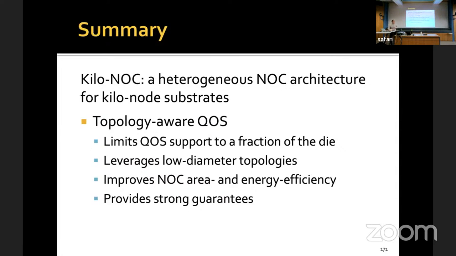Okay, so there are multiple principles that we discussed. Just to put this back, in the end, it's a heterogeneous substrate, right? Not all routers are the same. Some routers are quality of service capable. Topology helps quality of service because it enables you to limit quality of service support to some routers by leveraging these low diameter topologies. It also improves network on-chip area, as we discussed. I showed energy efficiency, and it doesn't impact performance significantly while providing strong service guarantees. Again, those evaluations are in the paper.